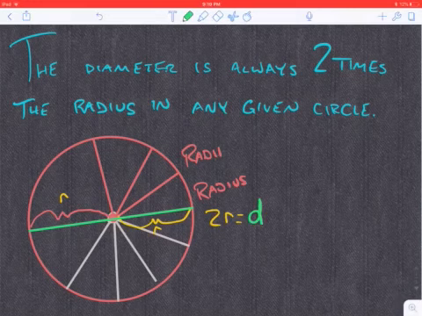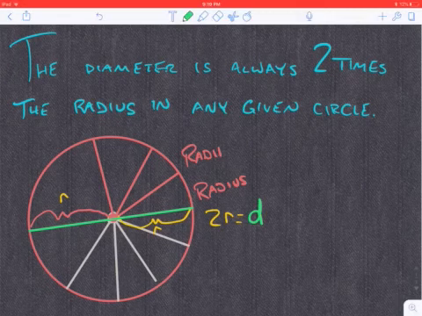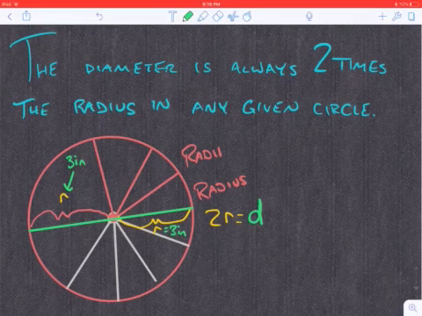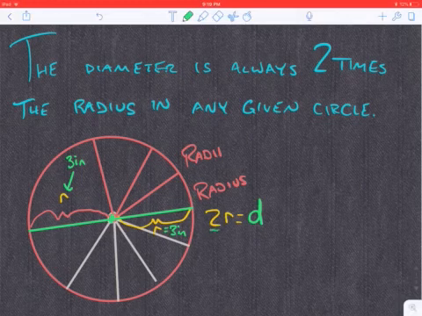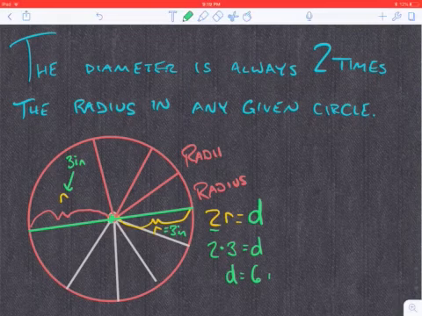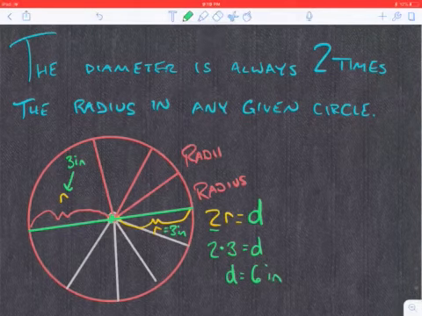Okay, so if we were to say that 1 radius here is 3 inches, clearly we know that this one has to be 3 inches because all radii are the same length or distance from the center out to the circumference. We would know that the diameter would be those 2 together. So 2 of those radii have to equal that diameter value. So I know that the diameter in this case is going to be 6 inches.